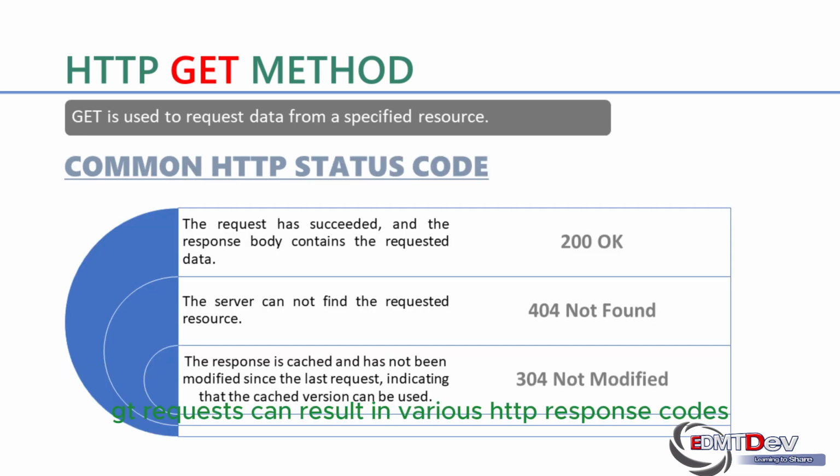GET requests can result in various HTTP response codes, indicating the outcome of the request. 200 OK, the request has succeeded, and the response body contains the requested data. 404 for not found, the server cannot find the requested resource. 304 for not modified, the response is cached and has not been modified since the last request, indicating that the cached version can be used.